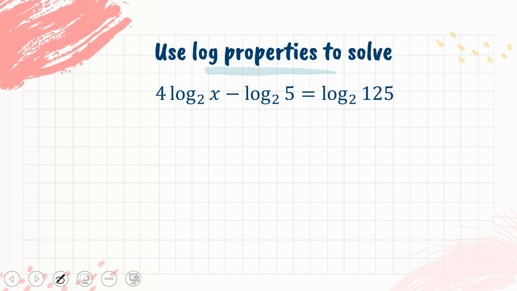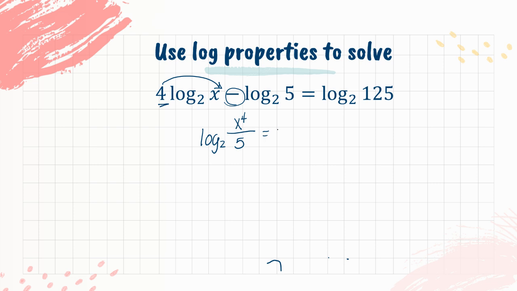Now, this one is a little complicated. We've got a couple of things going on here. We've got this 4 that we need to move back as an exponent. We also have this minus, which tells me I'm going to be dividing my parts. I'm going to start with log base 2, and I'm going to take x to the 4th divided by 5. So I kind of did two steps in one there. I moved the 4 back to be the exponent of x, and I divided by 5. And that's going to be equal to log base 2 of 125.